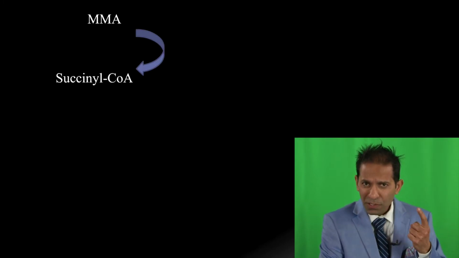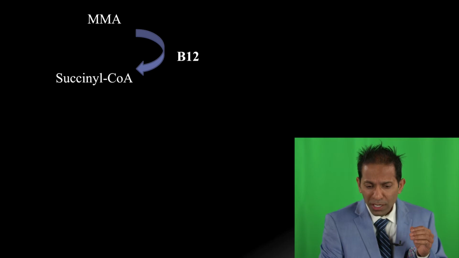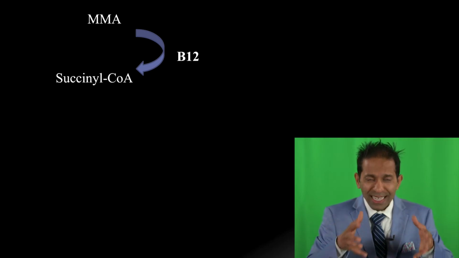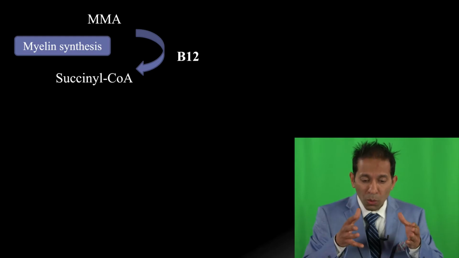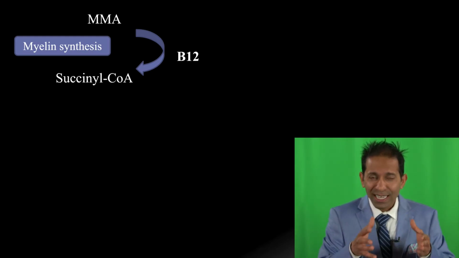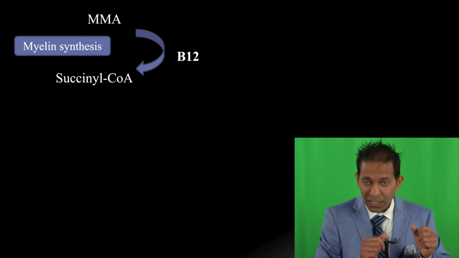In the human cell, B12 is required for two enzyme reactions. The first reaction is methylmalonic acid being converted into succinyl coenzyme A. You need B12 as a cofactor. This reaction is very important for myelin synthesis. So if a patient has B12 deficiency, they can have CNS symptoms, and they can have reversible dementia because of this reaction.